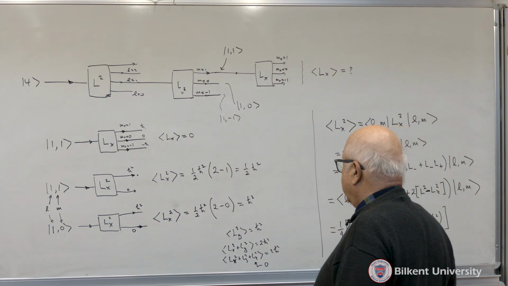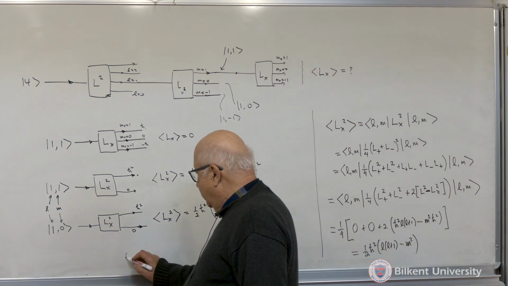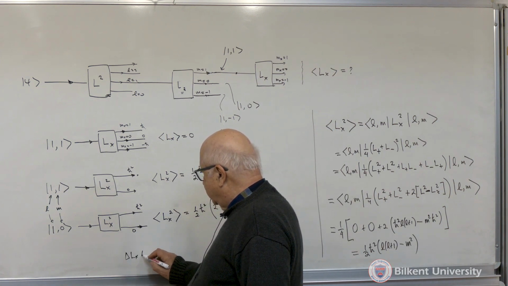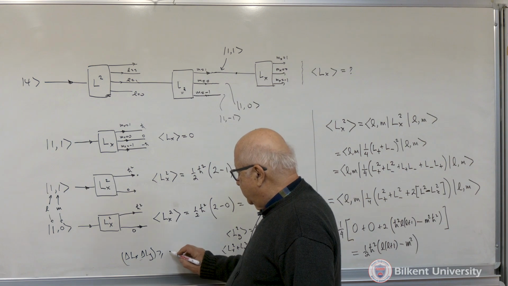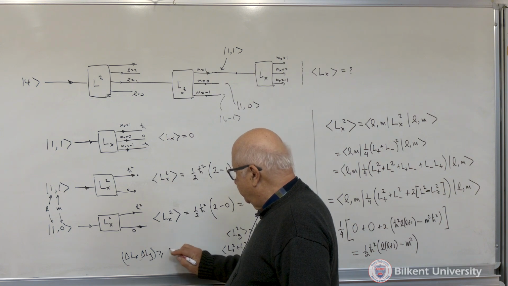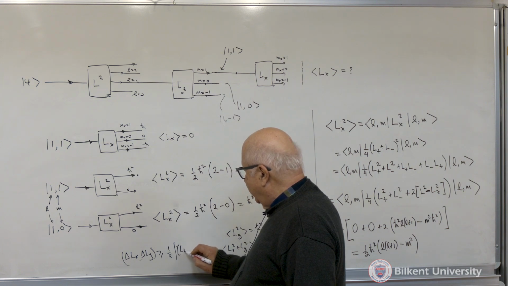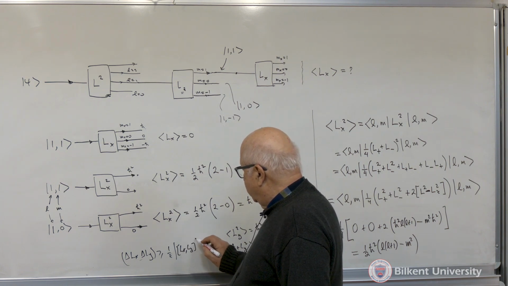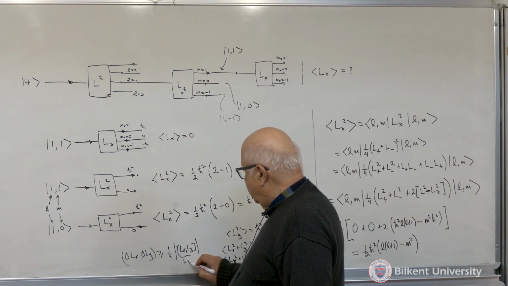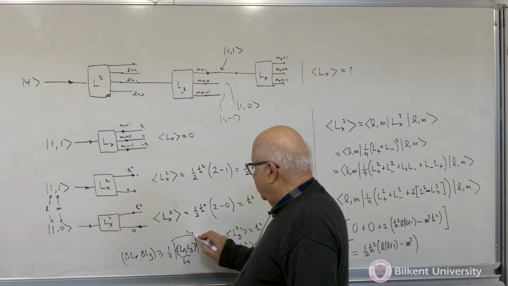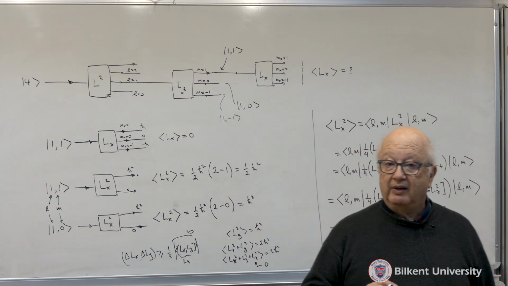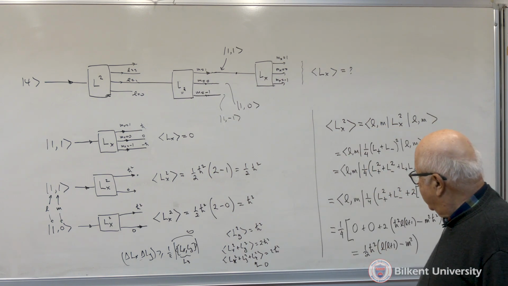So if you look at delta Lx, delta Ly, we know that that must be greater than or equal to 1/2 times the magnitude of the commutator of Lx and Ly. But this is now Lz, and the expectation value of that, which I have to squeeze here, is 0 for that state. So again, it works amazingly.